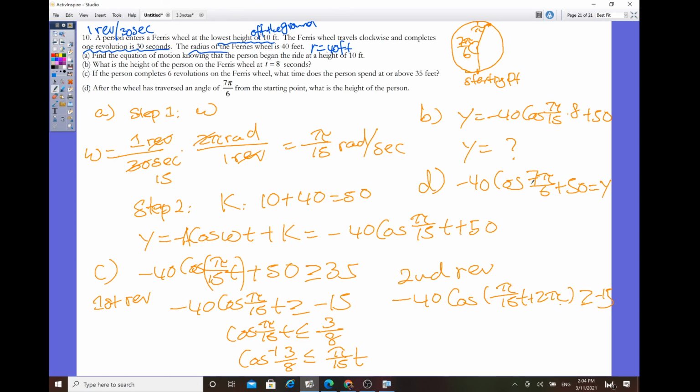So cosine of pi over 6, cosine of 30 degrees, is root 3 over 2. Since this one's negative, negative times negative 40, that'd be 20. So 20 plus 50, the person is 70 feet high, right over there. Okay, so that's it. And let's see what else. Number 10.